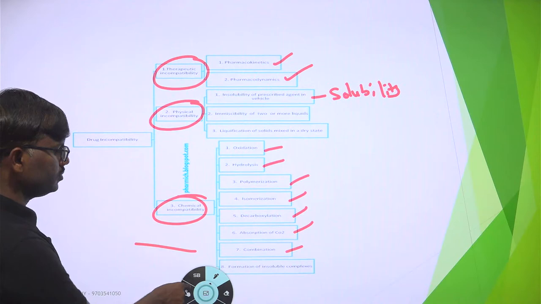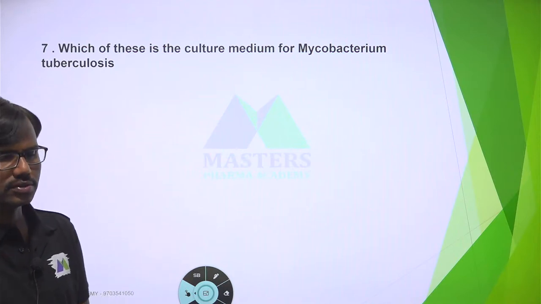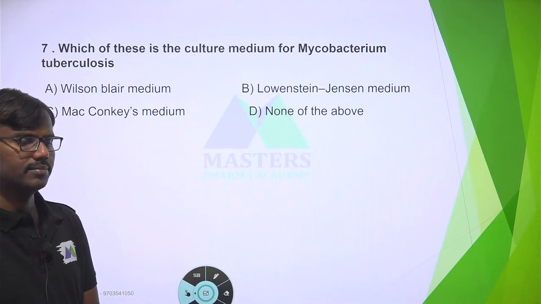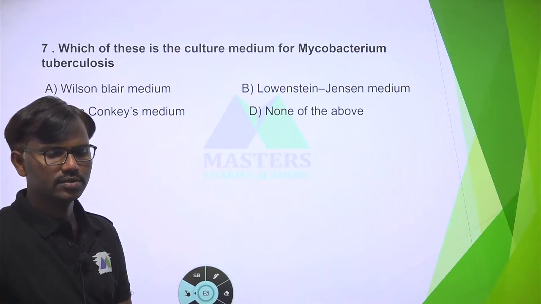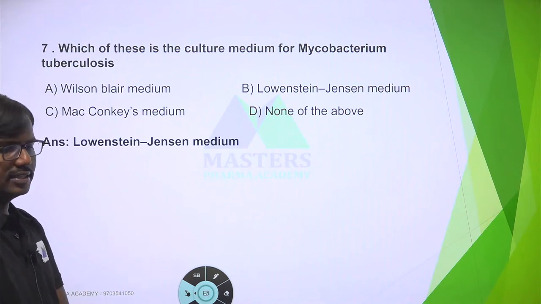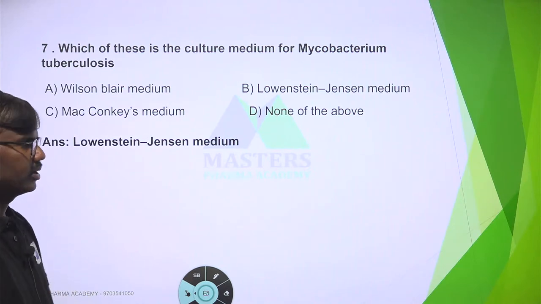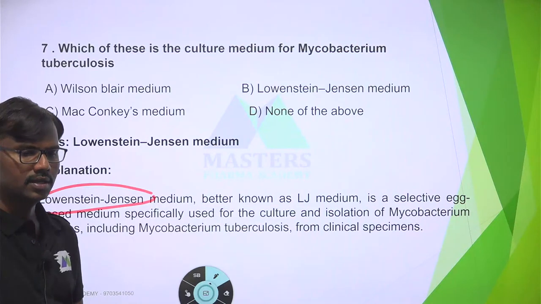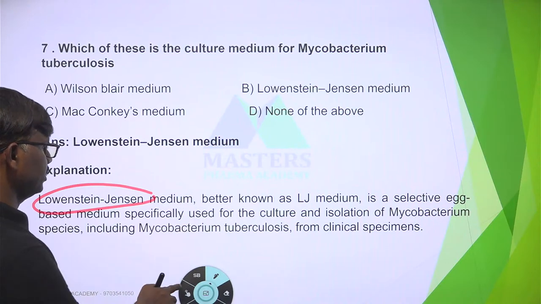Okay, next question. Which of these is the culture medium of Mycobacterium tuberculosis? Which culture medium is used for the detection of the microorganism? Wilson-Blair medium, Jensen medium, MacConkey's medium, none of the above. The right answer is Lowenstein-Jensen medium. This is used for the identification of Mycobacterium tuberculosis. This is very, very important because in TB diagnosis we use this medium for isolation of Mycobacterium tuberculosis, MTB, right?